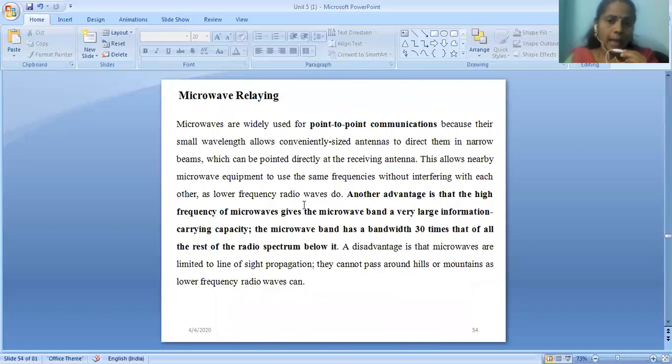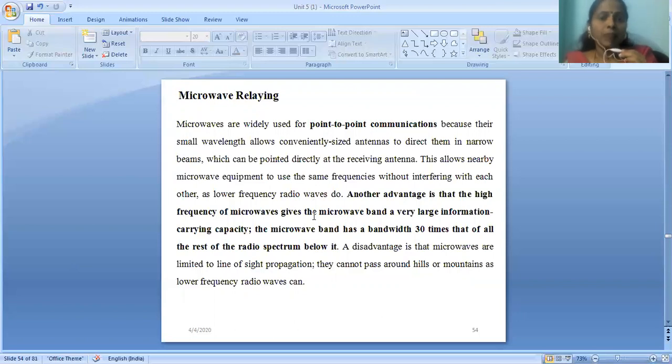Now we'll move on to the last topic of today's session, that is microwave relaying. Microwave relaying establishes a point-to-point communication, with antennas of specific rated frequency and bandwidth at both the sending end and the receiving end. Because of this, the main advantage is that it can carry a larger amount of data. Usually microwaves are used in the range of 450 megahertz to 10,000 megahertz, so the data carrying capability is more.